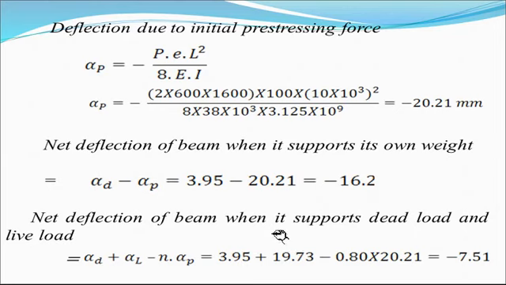Now second, the net deflection of the beam when it supports its dead load and the live load. In that case, alpha D plus alpha L, the deflection due to dead load plus deflection due to live load, minus eta multiplied by alpha P. Eta is the efficiency, related to the percentage of loss. 20% loss is there, that's why eta is equal to 0.80. So 3.95 plus 19.73 minus 0.8 multiplied by 20.21. We get minus 7.51. Due to the application of the superimposed load, the answer is again minus, indicating upward, that is 7.51.